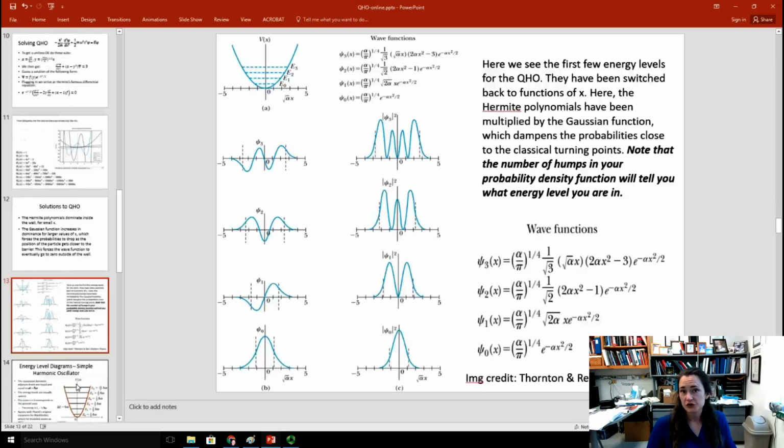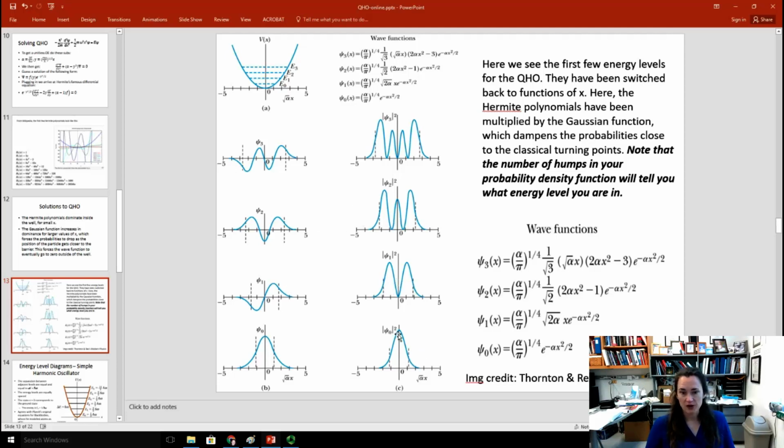Now, the full solution to the Schrodinger equation for the quantum harmonic oscillator looks like this. In this little cartoon, the wave functions are pictured here on the left, and the probability density function, which is the square of the wave function, is pictured here on the right, okay? At the bottom is the ground state, and then going up from there, first excited state, second excited state, and so on and so forth.